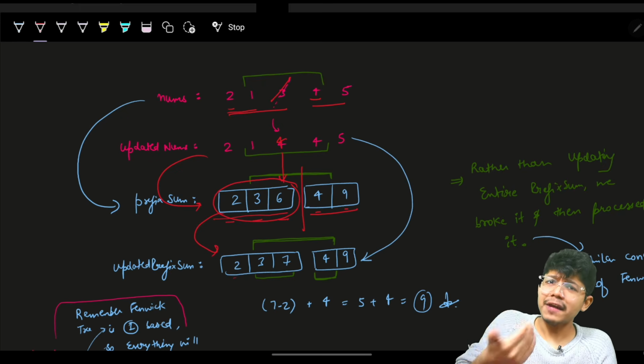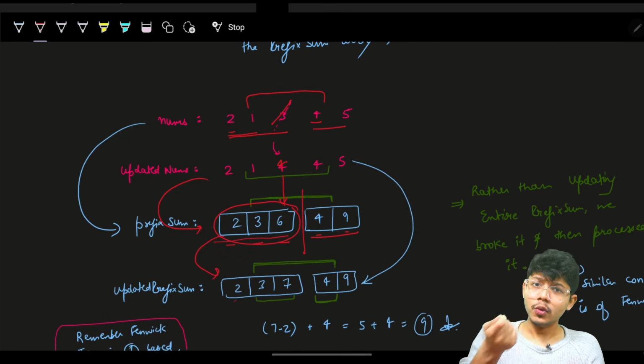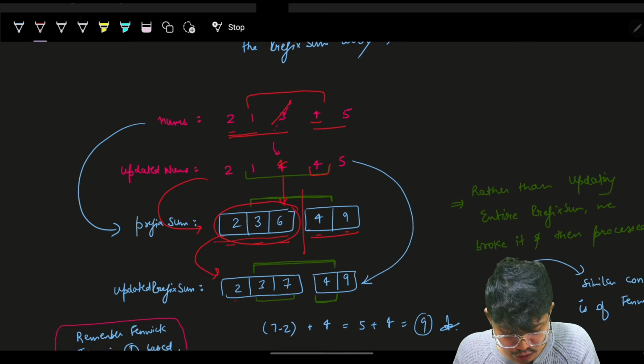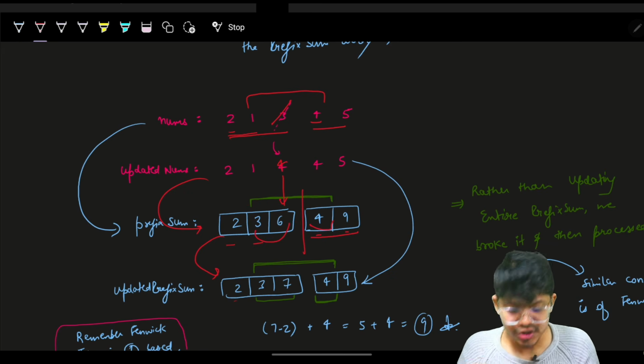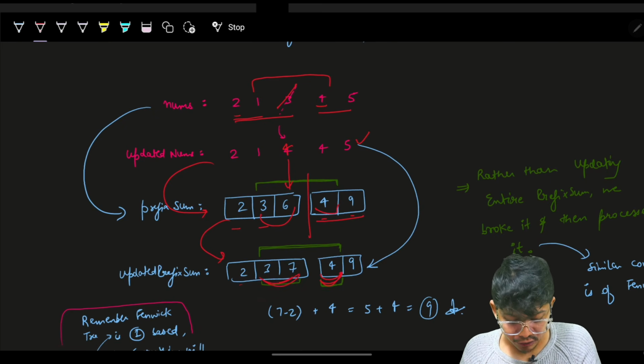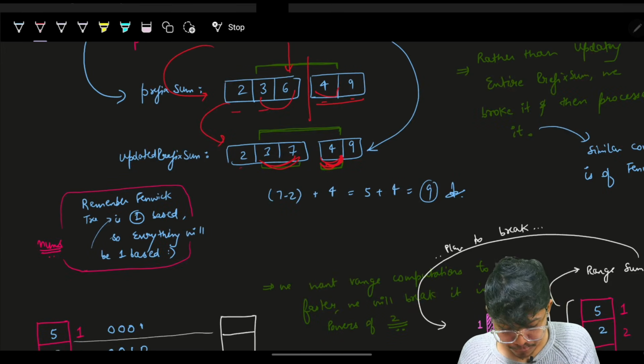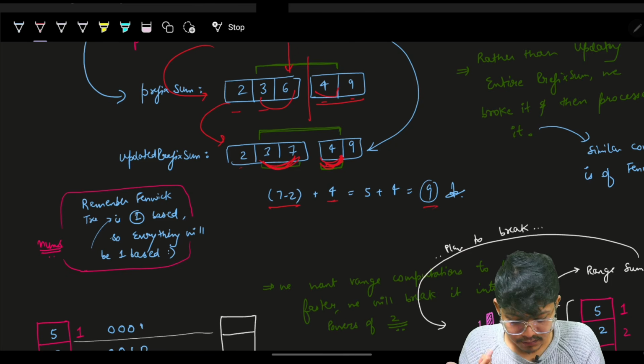Now same way, if I go and ask you, bro, what is the range sum for this portion? You will go and ask, what's the range sum in this portion, and what is the range sum in this portion? Same way for the updated one, what is the range sum in this portion versus what's the range sum in this portion. Range sum in this portion is 4 minus 0. Range sum in this portion is 7 minus 2. So ultimately my range sum will become actually 9.